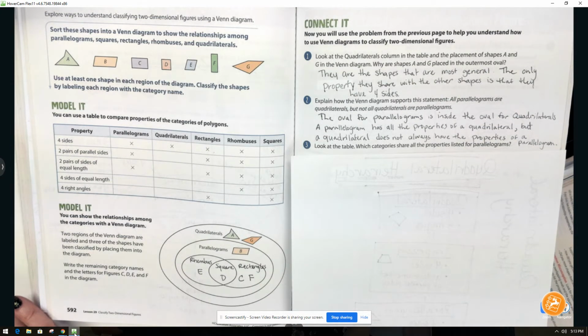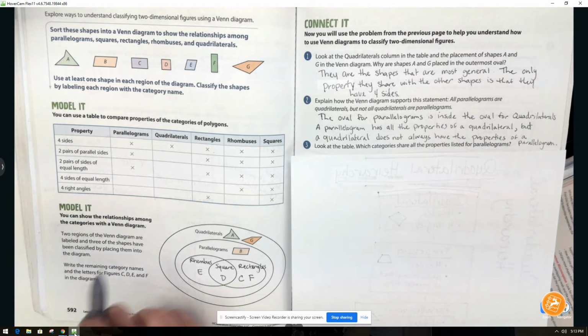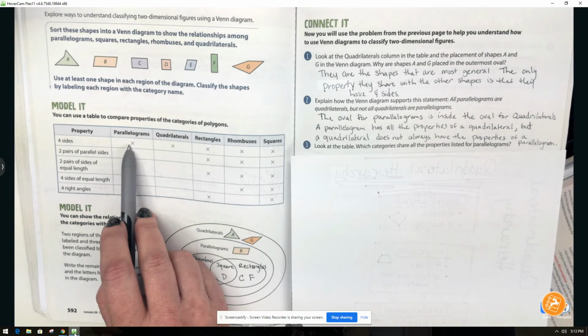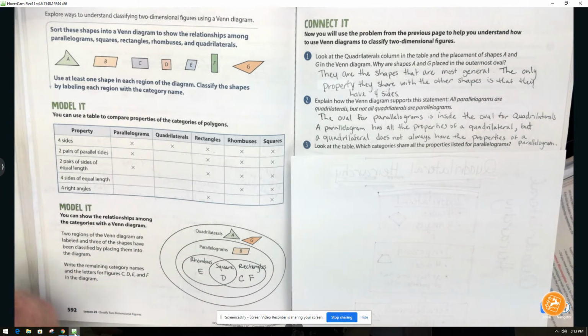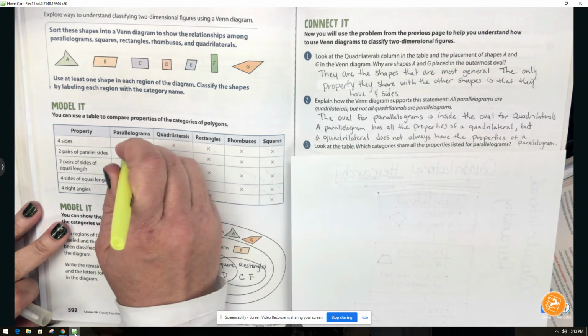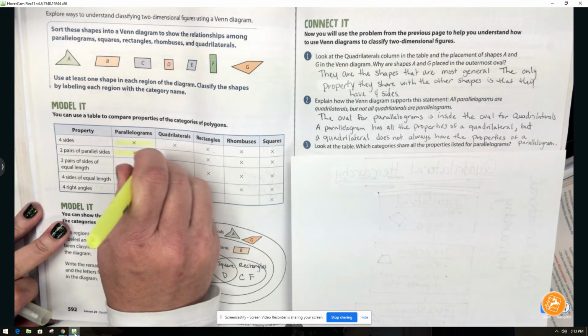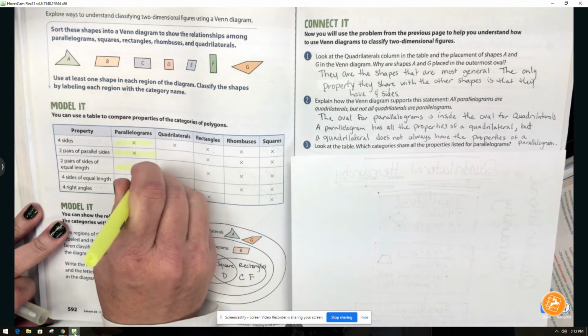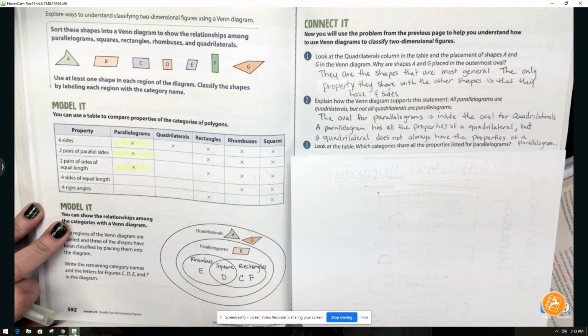For number 3, we're going to be looking at the table. Which categories share all the properties listed for parallelograms? If we're looking at parallelograms, we're looking for shapes that have 4 sides, 2 pairs of parallel sides, and 2 pairs of sides of equal length.